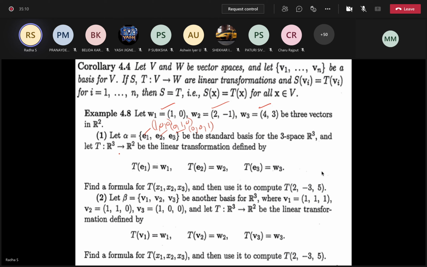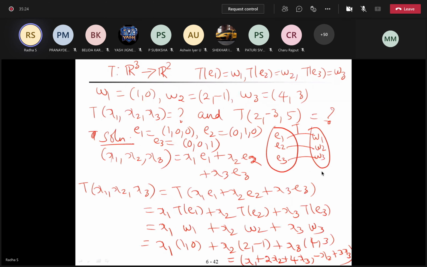So they are defining a linear transformation T from R cube to R square such that T of E1 is W1, T of E2 is W2, and all these things are given. So the question is to find a formula for this and use it to compute this. Okay, we'll do this.